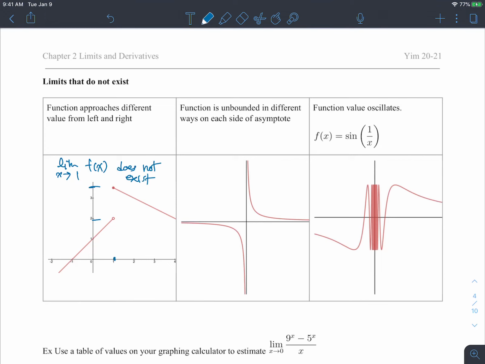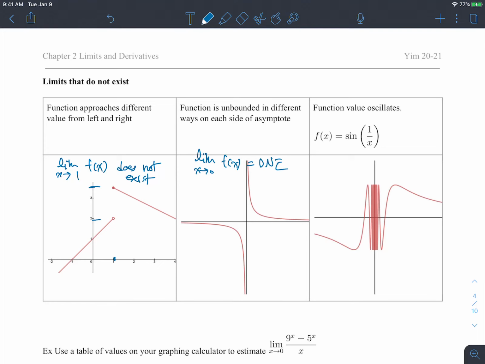Okay. In this particular case, it's the same thing. Left and the right is different, but in this particular case, it's unbounded, right? Meaning it's going to the infinities on either side, whether it be positive or negative. So in this particular case, the limit as x approaches 0 of the function is DNE.